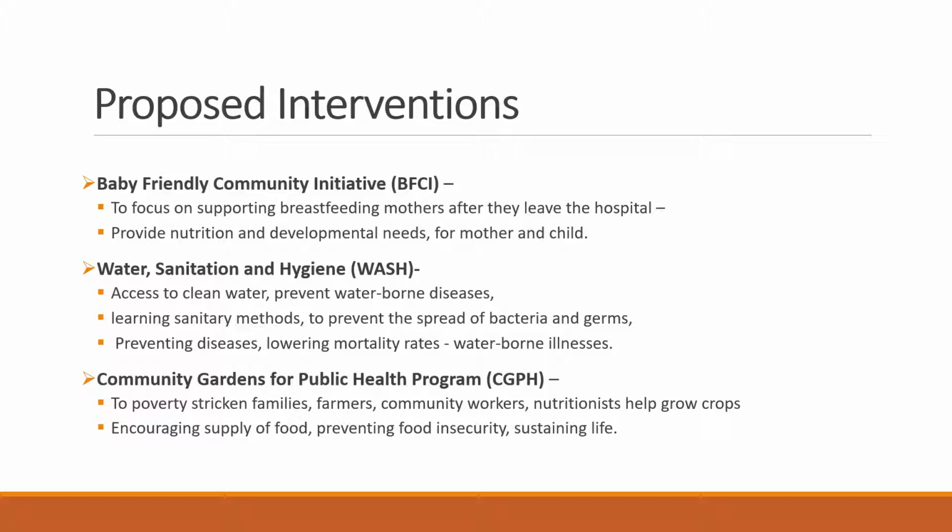The baby-friendly community initiative encourages mother-infant breastfeeding duration to 6 months and over. So this will help prevent food insecurity and give strength to the infants as well, to keep them strong. And the WASH program will help prevent dehydration, which is one of the things mentioned in the social ecological model under the interpersonal and individual level. And community gardens will be providing food for the people, and that is how it is going to help prevent starvation.